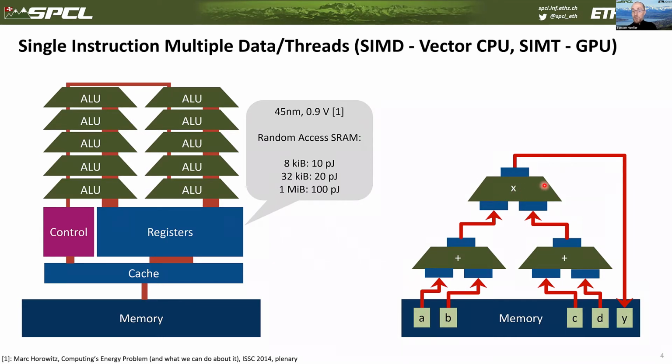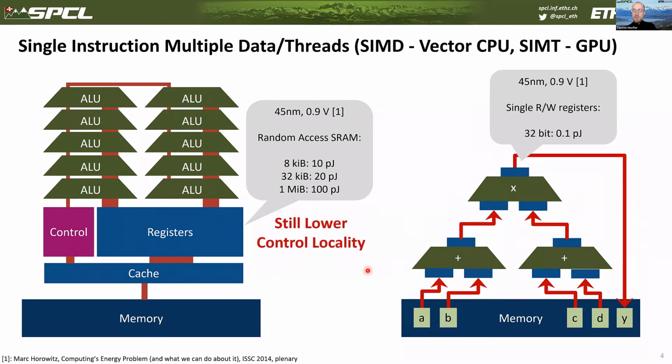Of course, this is much more limited than this. When we are talking about specialization here, it comes at a cost. So somehow these GPUs still have lower control locality, which is why with FPGAs we can achieve a much lower energy consumption per operation, because we lay out the data path specifically to that application at hand. And this is something I want you to keep in mind.